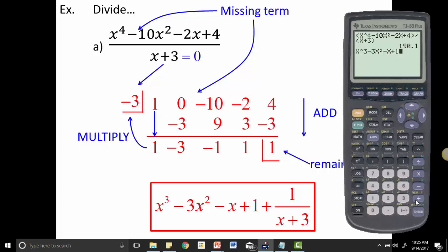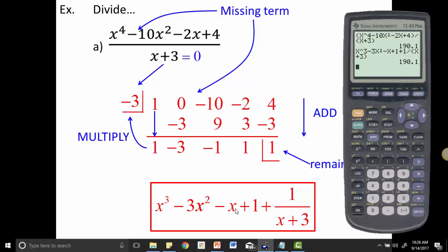So I'm just going to hit plus 1 divided by, now the denominator has multiple terms, so parenthesis x plus 3 close parenthesis. Notice I've got x cubed minus 3x squared minus x plus 1 plus 1 divided by the quantity x plus 3. So that x plus 3 only pertains to the 1, which is what I want it to do. So when I hit enter, it better come out to 190.1. It does, so I can be comfortable that my question and my answer are equivalent.